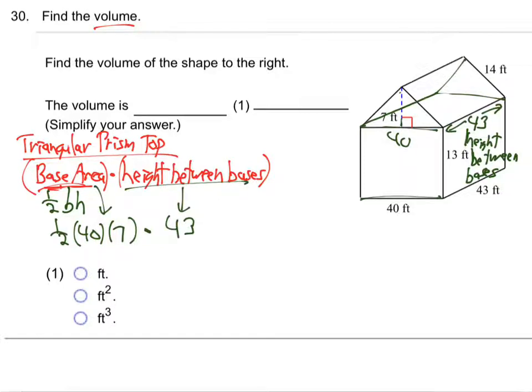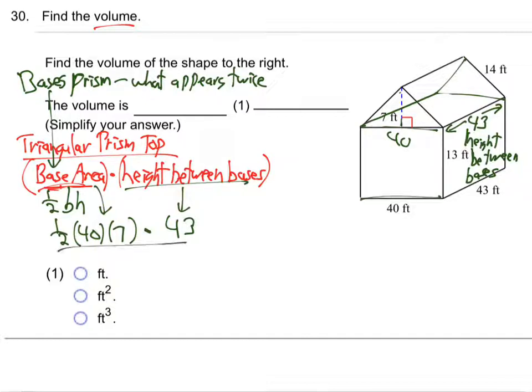So again, the bases of a prism is what appears twice. That's the base of a prism. So the base is the triangles. All right, so use your calculator. Multiply this out. I'm going to do it too.